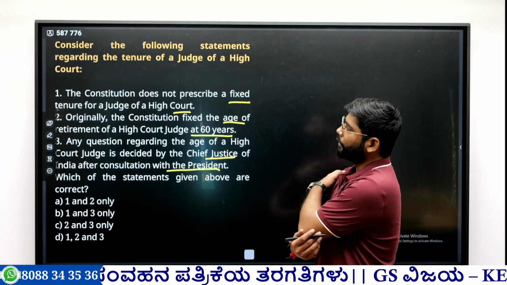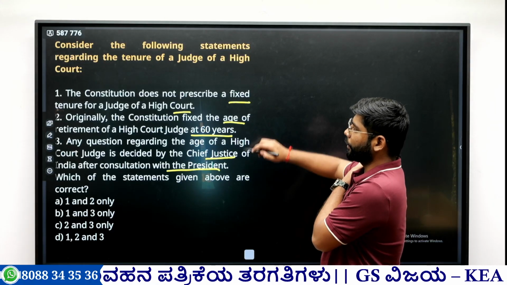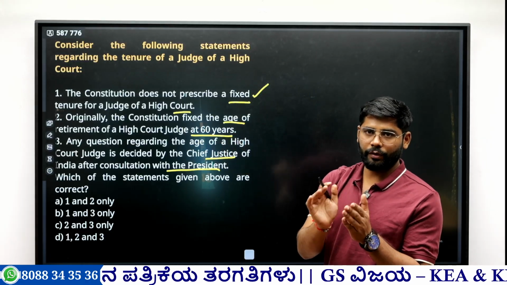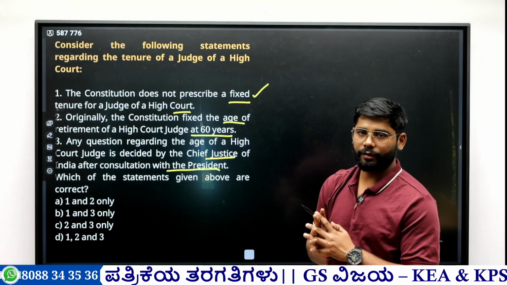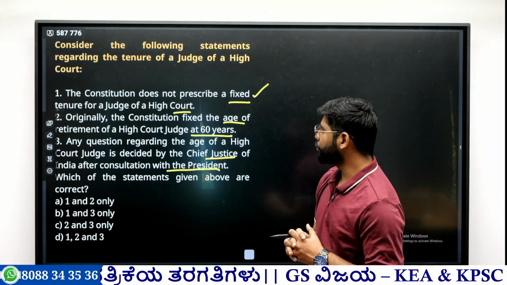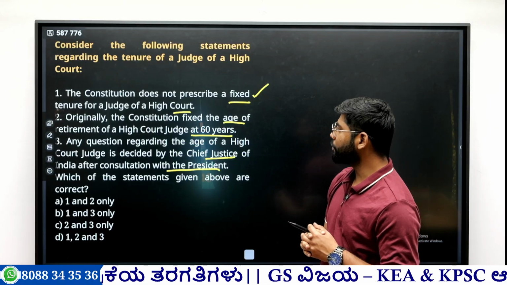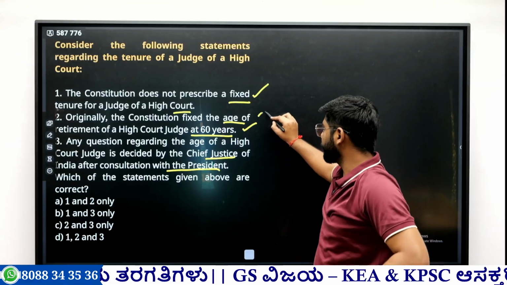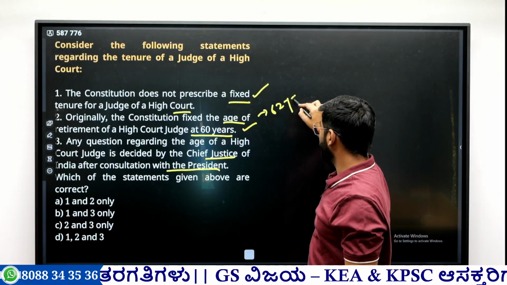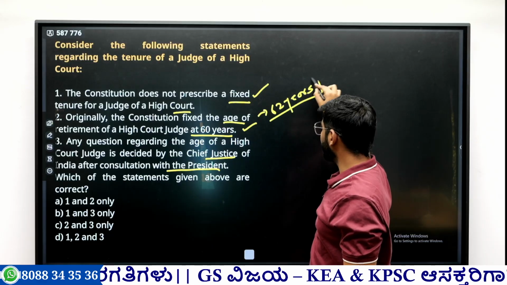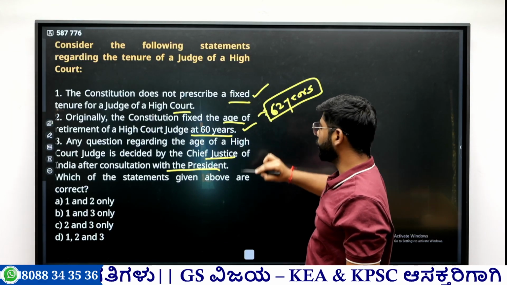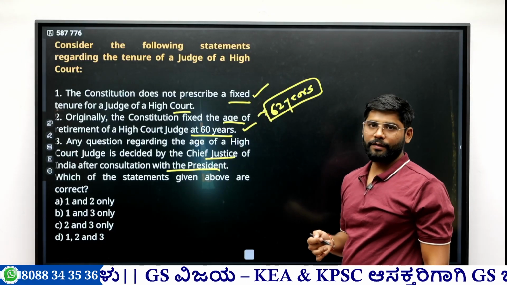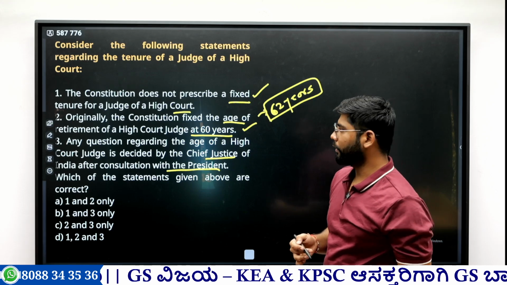So first statement that the Constitution does not prescribe fixed tenure of High Court judge. Yes, we have seen in Supreme Court also there is no fixed tenure in years that is fixed by the Constitution. Then the original Constitution fixed the age of retirement of High Court judge at 60 years. Yes, originally it was 60 years, later it is increased to 62 years. So now what is the condition? That the person should not be of age more than 62 years. So 62 years is maximum limit for a judge of a High Court.